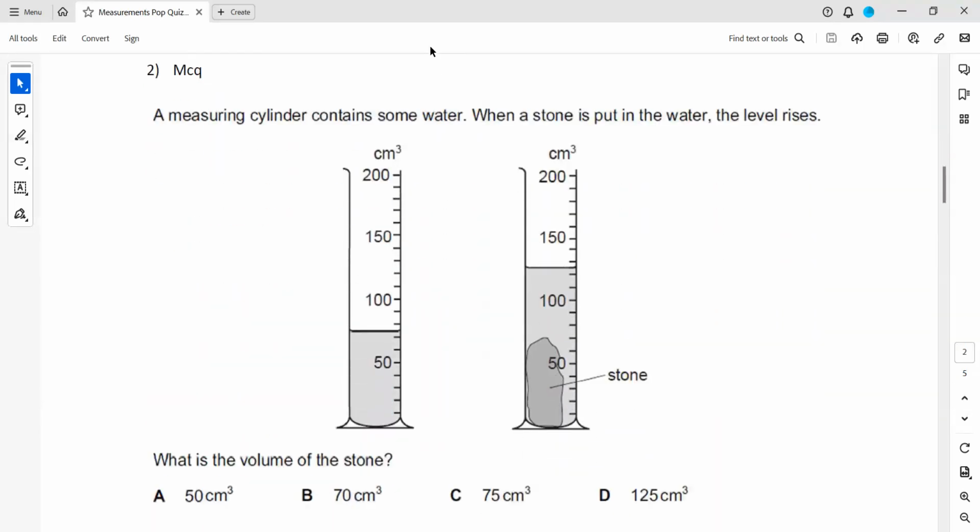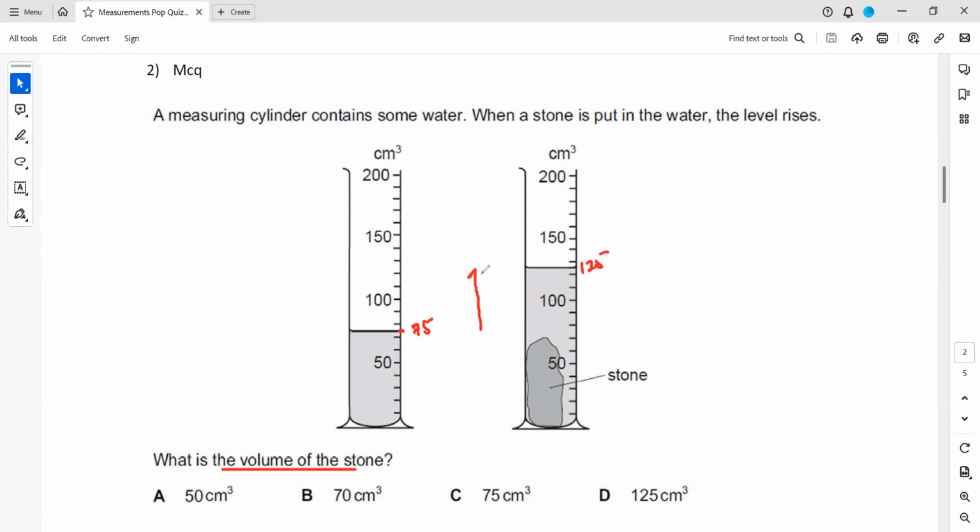The measuring cylinder contains some water. When a stone is put into it, the water level rises. What's the volume of the stone? So each line is representing 10. So this one is 60, 70, and 80. It is between 70 and 80. So this is 75. And here 100, 110, 120, and 125.